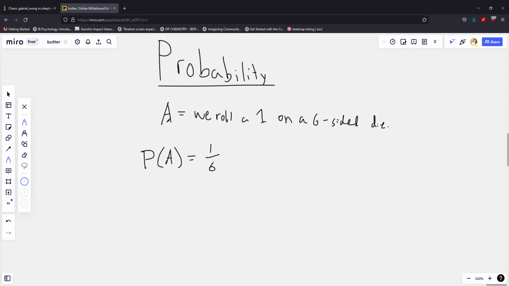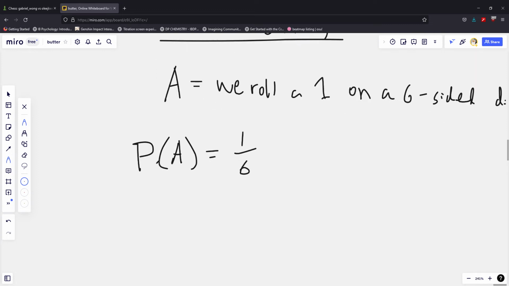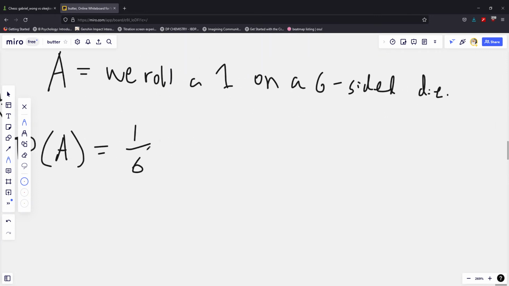It's easier to understand. Let's say our event, we'll call the event A, is the event where we roll a 1 on a 6-sided dice. Then we can say that P of A, where P stands for probability, of A occurring is 1 over 6. The reason why it's 1 over 6 is because the probability of any given event occurring is the number of favorable outcomes over the total amount of outcomes.